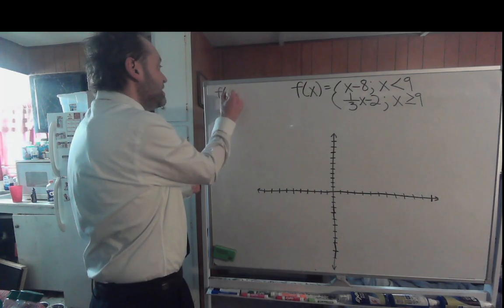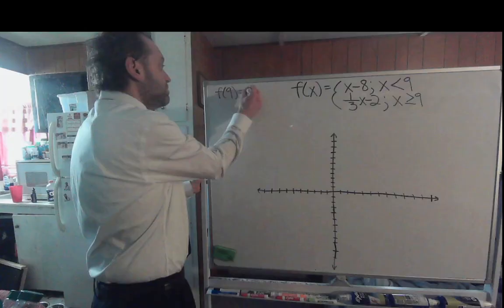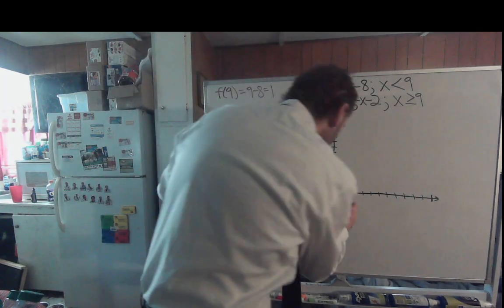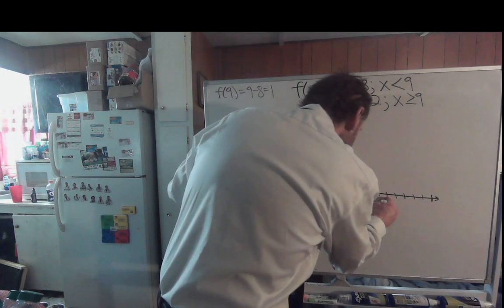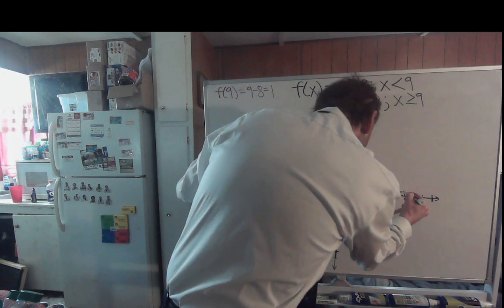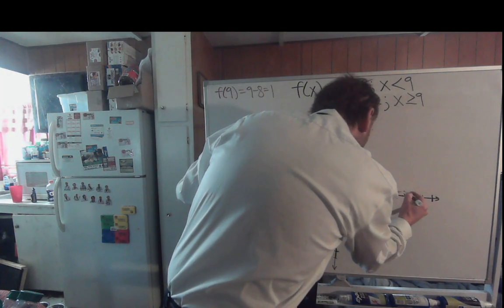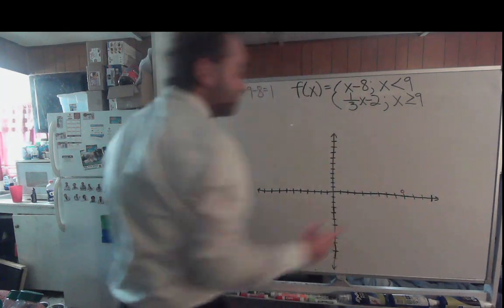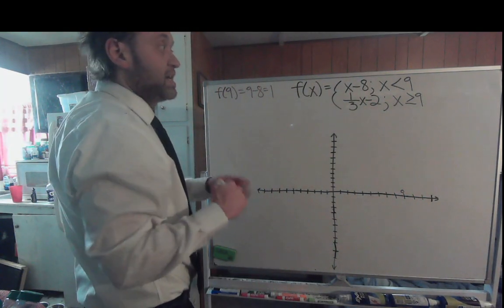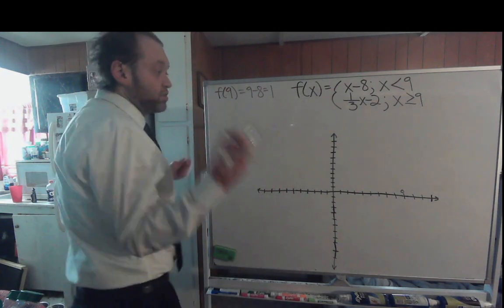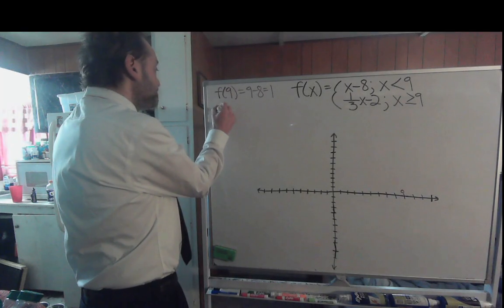So f of 9 for the top one, that of course would equal 9 minus 8, which would give you 1. Which would put you at the point 9, 1, and you would actually draw a hole there instead of a solid dot because it's not defined for x minus 8. Then of course let's put in f of 8.